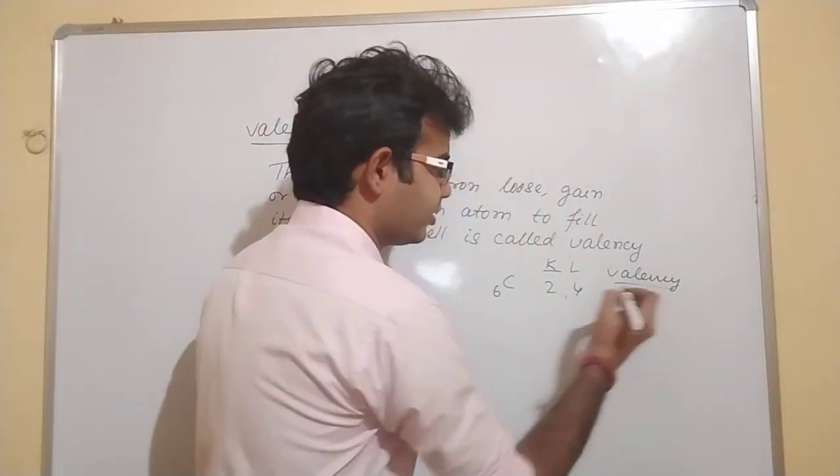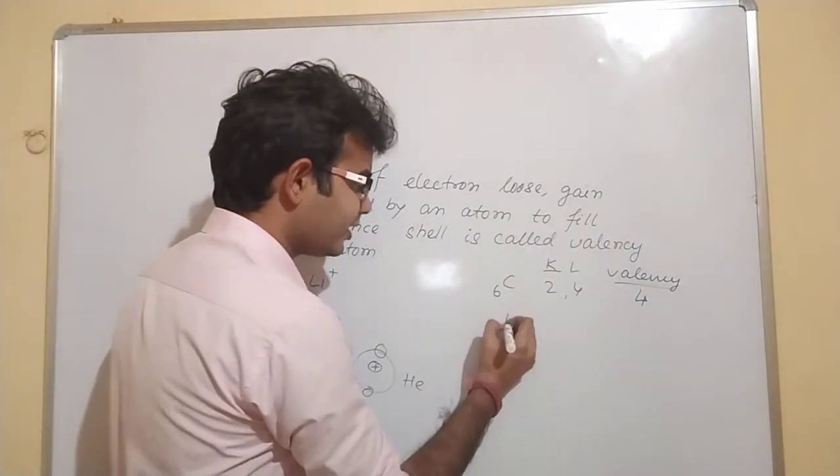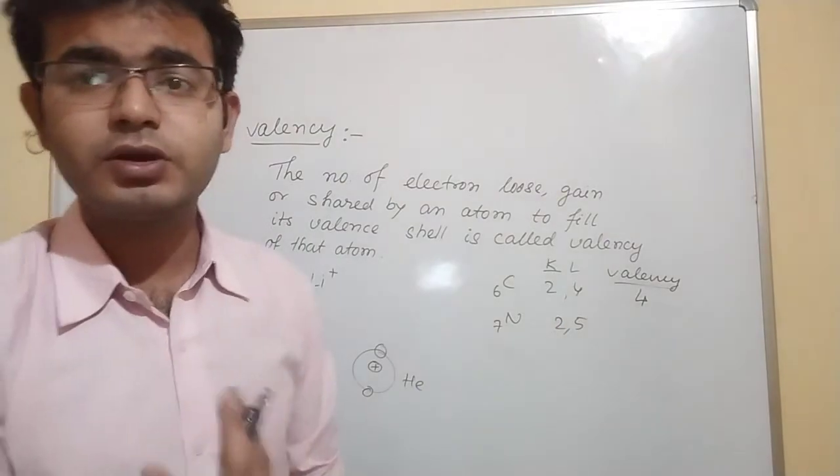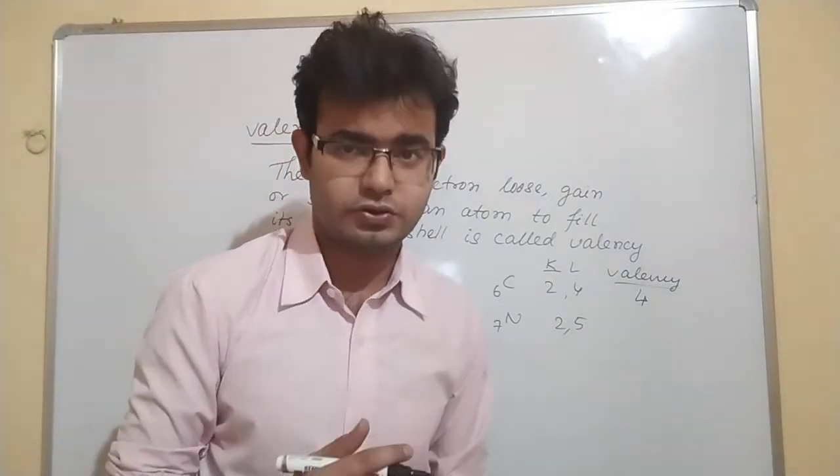So the valency of carbon will be 4. Same like nitrogen 7, that is 2, 5. Now the matter is whether it will lose 5 electrons or gain 3 electrons.